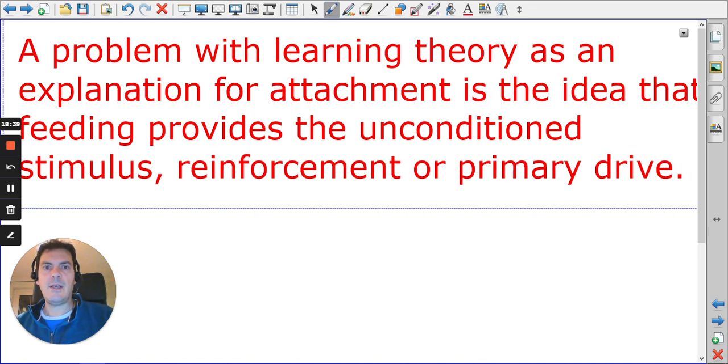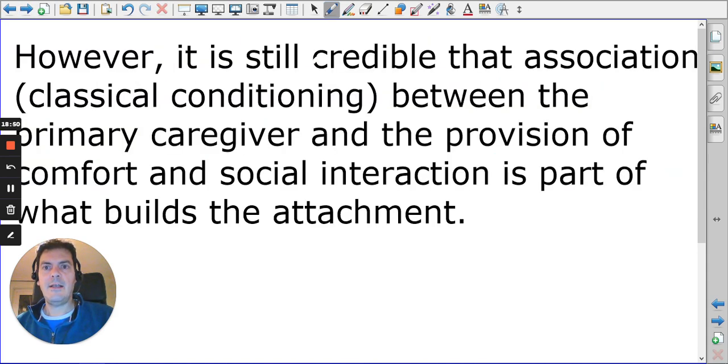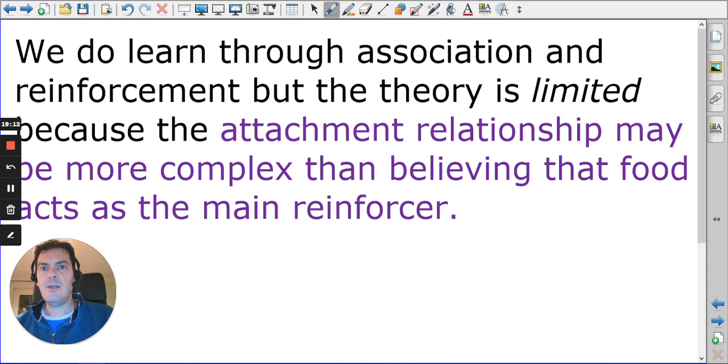And so, of course, when I used to say it as a positive, as a strength, people used to often put that point first, but I really want you to have it last. Okay? I want to say it is still credible that an association between primary caregiver and the provision of comfort and social interaction is part of what builds their attachment. So I do feel that attachment is built up through having that positive association, that positive reinforcement between mother and child. Okay, but we find that attachment needs to be explained as more complex.